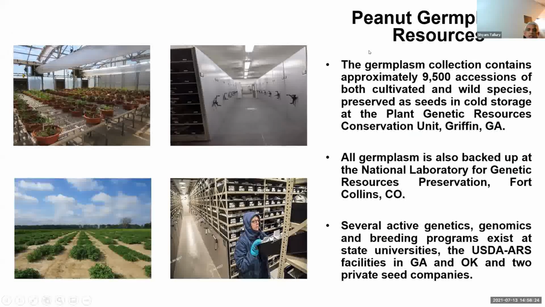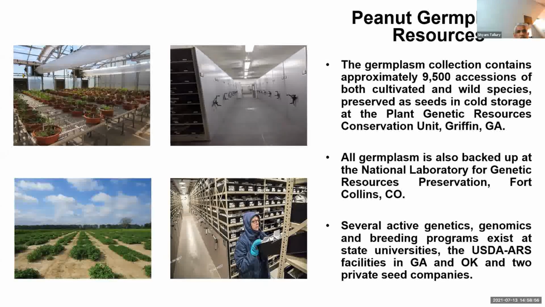And the germplasm collection in Griffin contains approximately 9,500 accessions of both cultivated and wild species, mostly preserved as seeds. Of course, there are some wild species in section Rhizomatosae and Tallury, which propagate by rhizomes or stolons. But for the majority, the wild species as well as the cultivated peanut collection is maintained as seeds in Griffin.